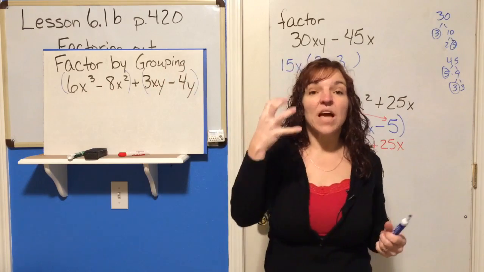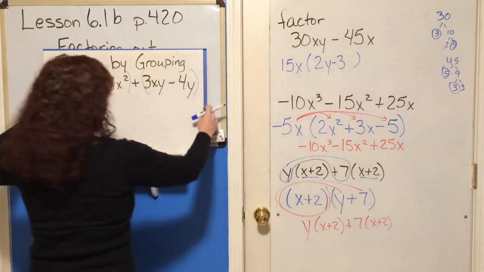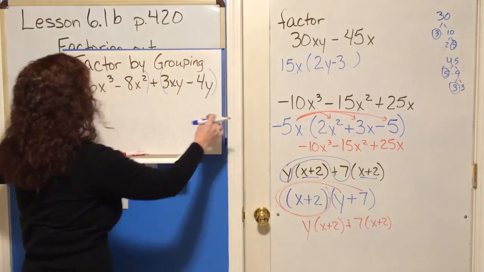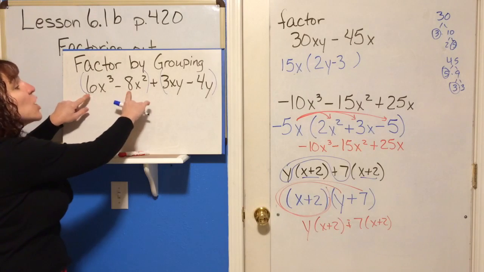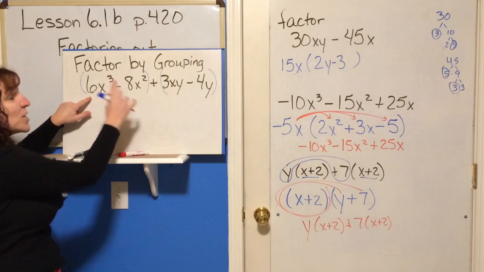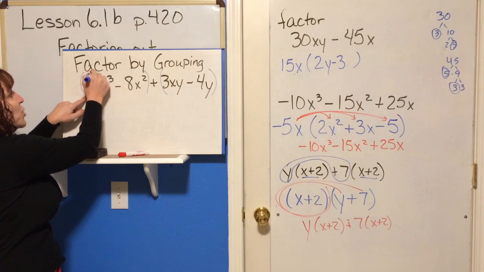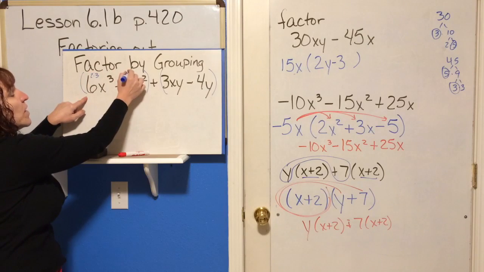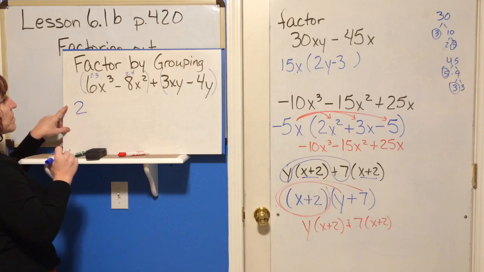Let's pull out what's in common in those groups and see if it helps us. Let's see. And guess what? It's going to, because I did that on purpose. You know it. Okay, here we go. 6 and 8, those do have something in common. Those have a 2 in common, right? Because 2 times 3 is 6, and 2 times 4 is 8. So pull out the 2, that's in common.